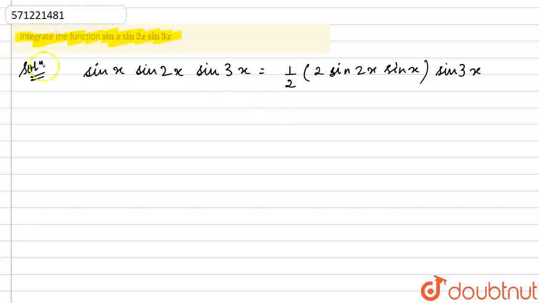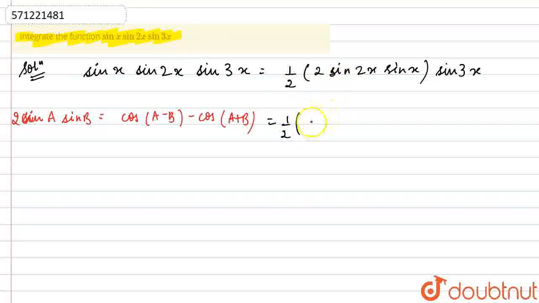Now I'll use one trigonometric identity, which is 2 sin A into sin B, equals cos of A minus B minus cos of A plus B. Using this, it will become 1 by 2, cos of x minus cos of 3x multiplied by sin 3x.